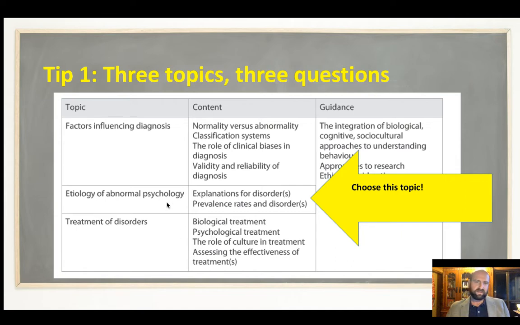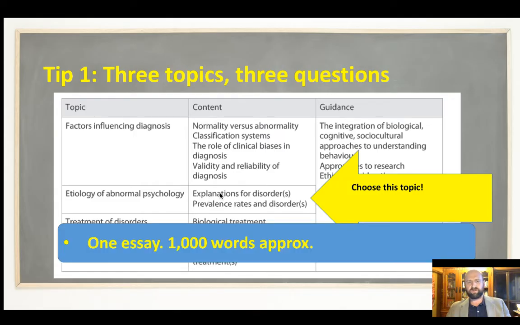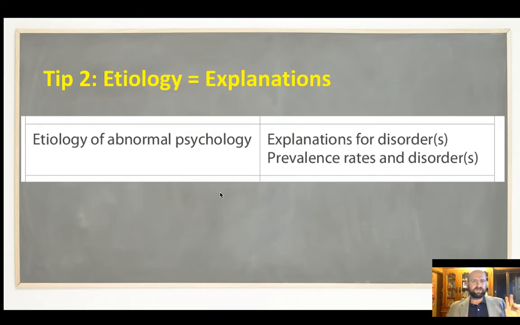So I think in terms of content, these 2 are the same. There's not much between these, and so actually your choice might depend on which one you are more confident with, which one you feel you understand better. But I think for today we'll focus on etiology of abnormal psychology. I think that will be a popular choice. And remember, you're aiming to write an essay of about 1,000 words. Okay, so that's tip number 1.